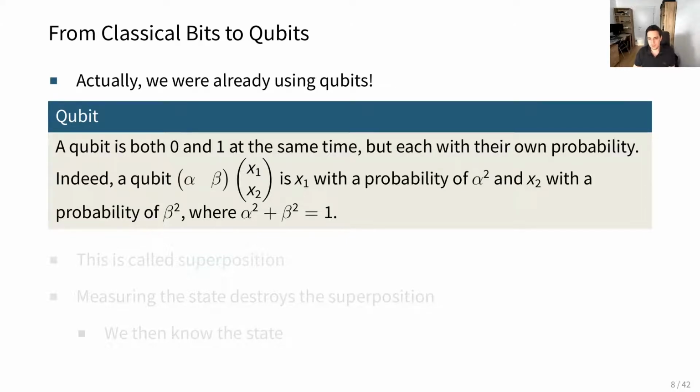So let me formalize this, state it more formally. A qubit is something which is both 0 and 1 at the same time, but each with their own probability. And now it's very important to understand that a qubit is not 0 or 1 and we just don't know what it is, but it really is both 0 and 1 at the same time.